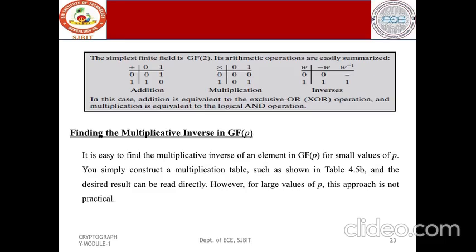The simplest finite field is GF(2). Its arithmetic operations are easily summarized. Addition, multiplication and inverses we can see here. Addition is equivalent to the exclusive OR, that is the XOR operation, and multiplication is equivalent to the logical AND operation.